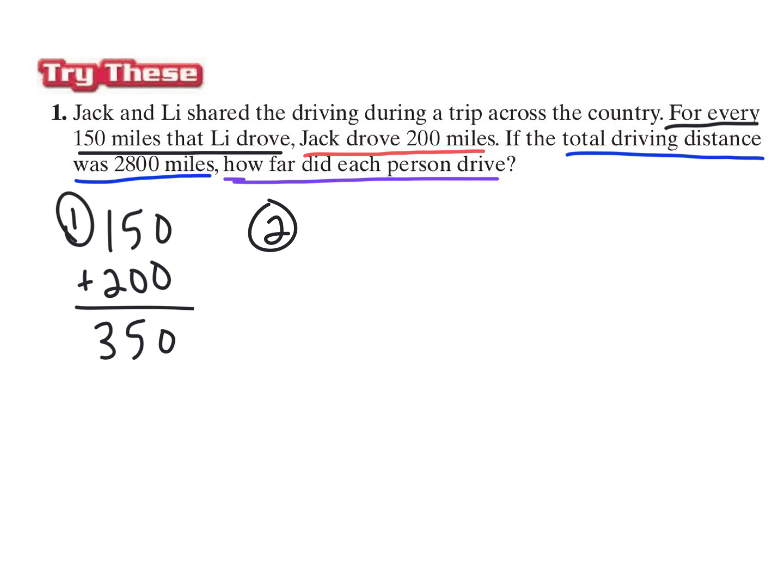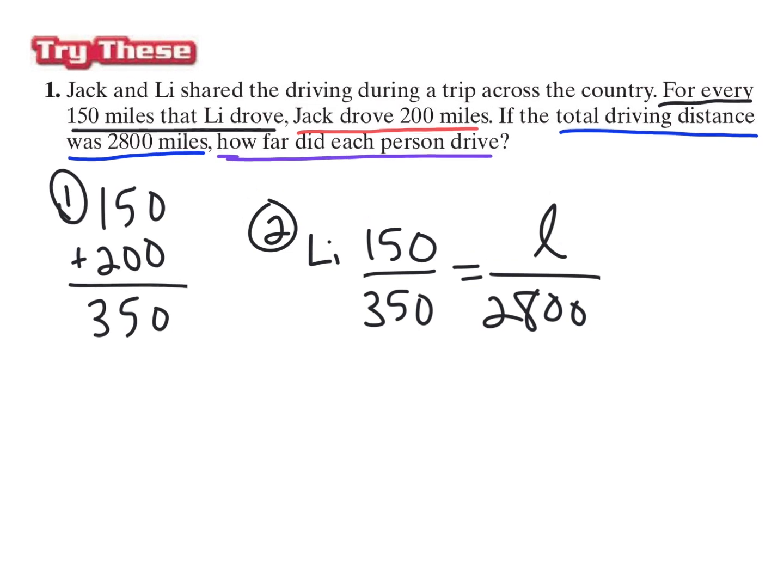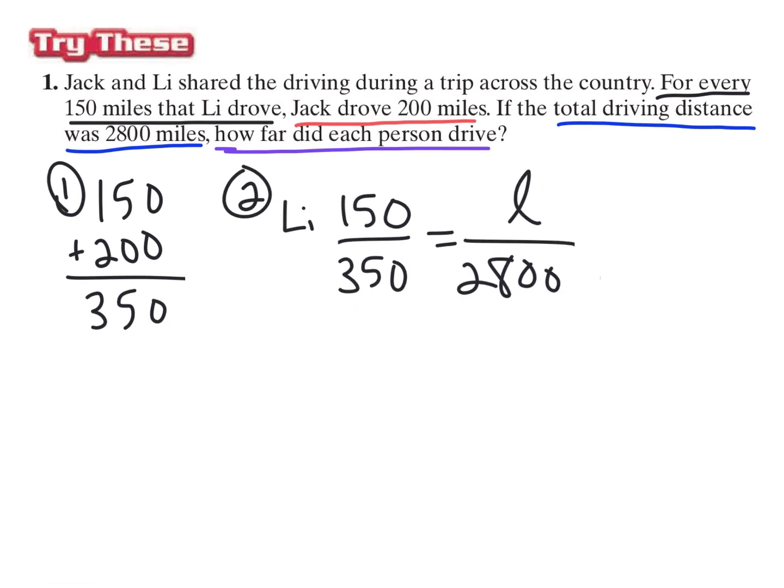So one way of doing this, we could do a proportion. We could say Lee was 150 out of the 350 miles, and we're trying to find how many out of 2,800 miles. Maybe we could do L for Lee. On this problem, you won't always be able to do this, but on this problem, if you wanted to, you could reduce the 150 over 350. You could easily reduce by 10, would be 15 over 35, and then you can even go further from there.